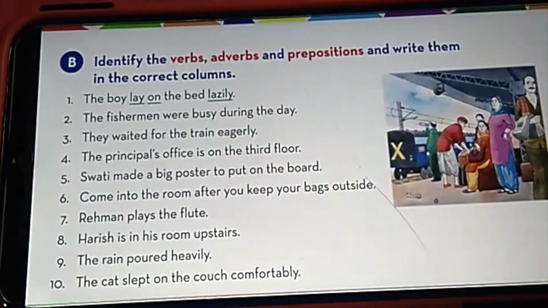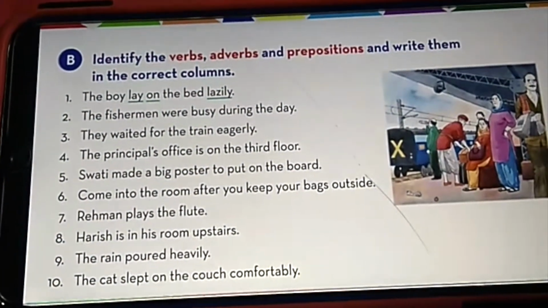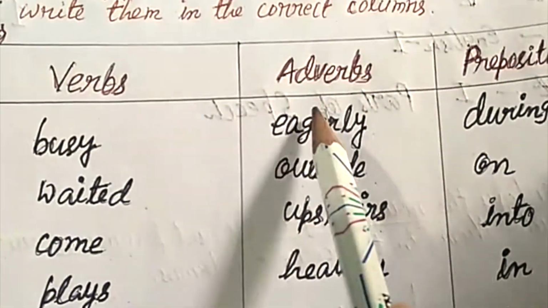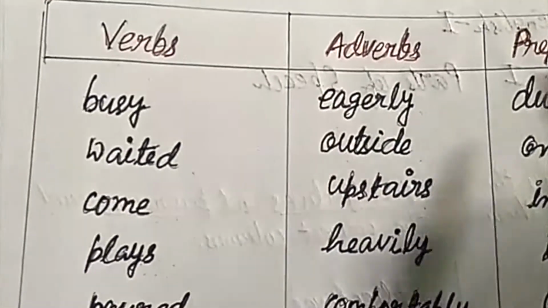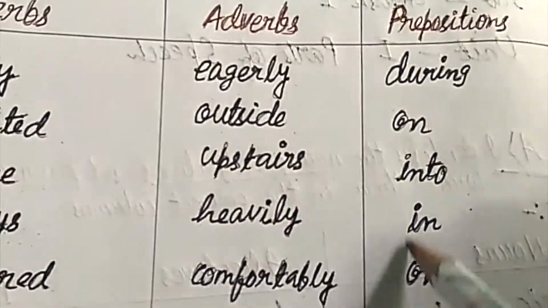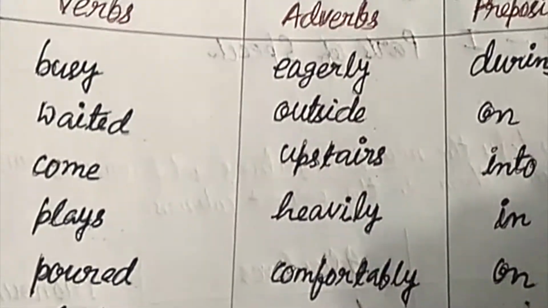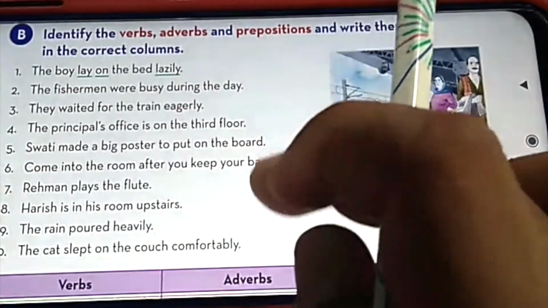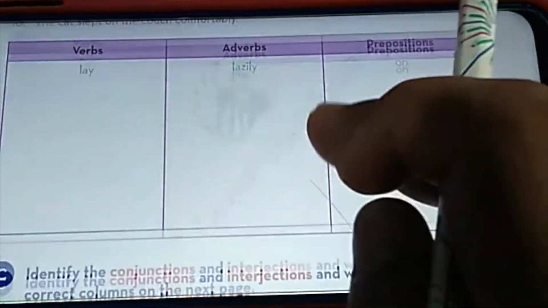Okay, let me show you how you have to prepare the answers. Yes, like this. You have to prepare three columns, verbs, adverbs, and prepositions, and write like this. You will get the PDF also, but at first you have to try to solve it yourself. Let us see the next questions.